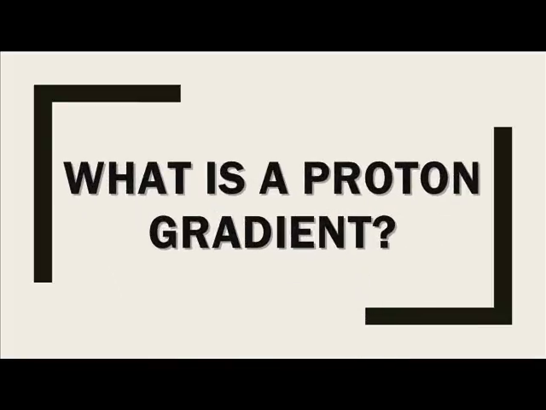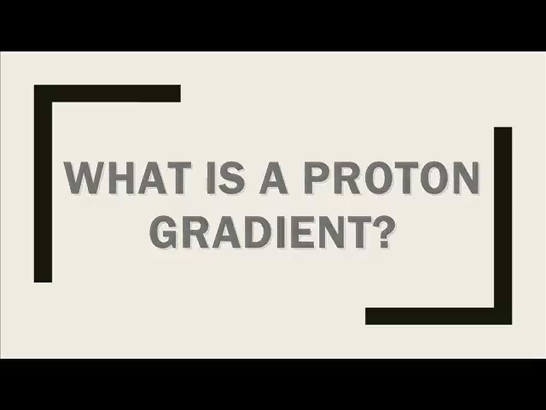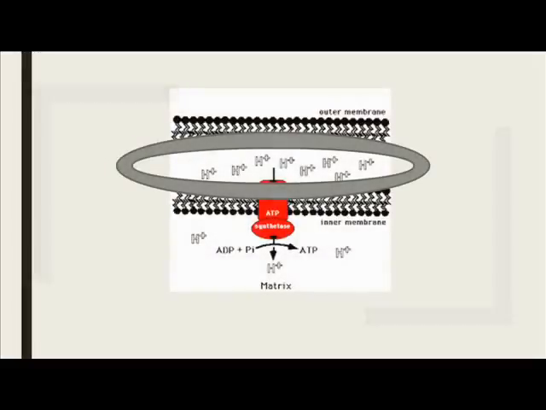So first, what is a proton gradient? A proton gradient is the product of the electron transport chain, wherein there is a higher concentration of protons outside the inner membrane of the mitochondria than inside the membrane, and that is the driving force of ATP synthesis. As you can see in the picture, the encircled part is the proton gradient, and the protons are pumped from the energy released in the ETC.